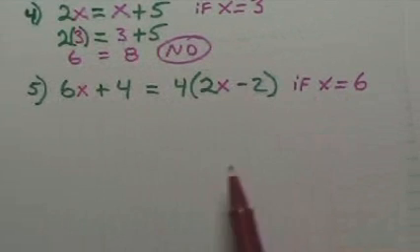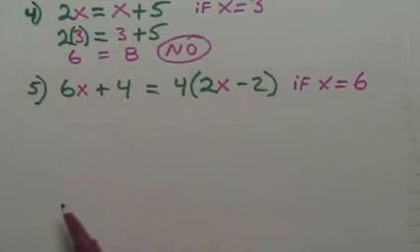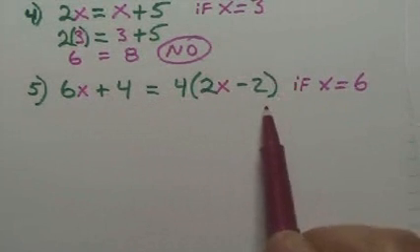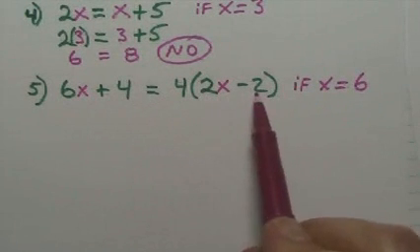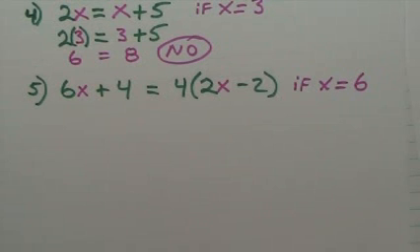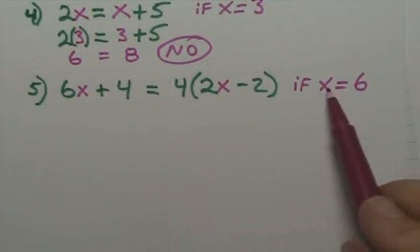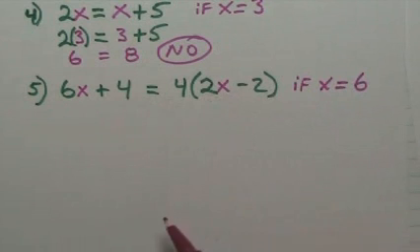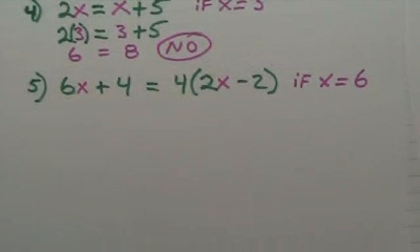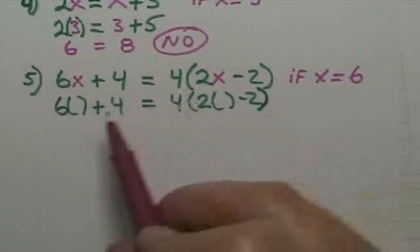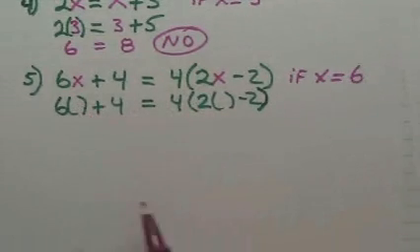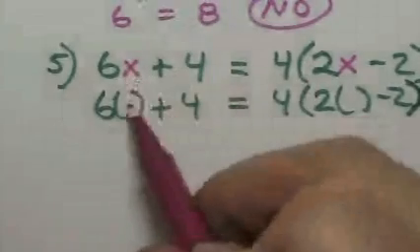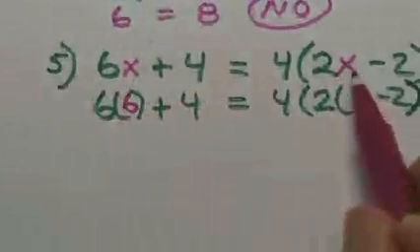Okay, this is kind of a long one here. 6x plus 4 equals 4 quantity 2x minus 2. We want to know if x equals 6, will this work? Will the left side equal the right side? So the question is, if I plug 6 in there, will it work? Let me just kind of zoom in there. I'll put a 6 in there. So I'll put a 6 for this x and a 6 for this x.